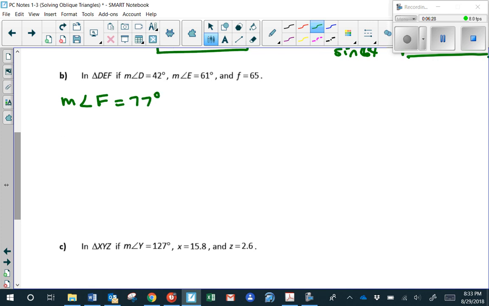Measure of angle F is equal to 77 degrees. That's easy to find by subtracting from 180. Side D, using the law of sines, after cross multiplying, should turn out to be 44.638. And then side E, after using the law of sines once more, should turn out to be 58.346.